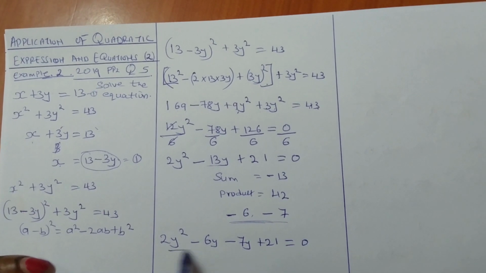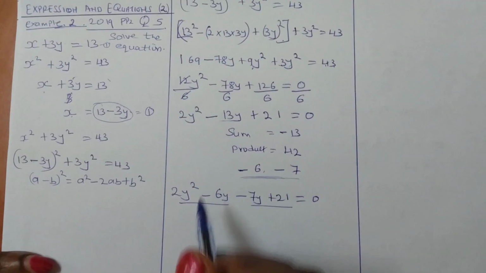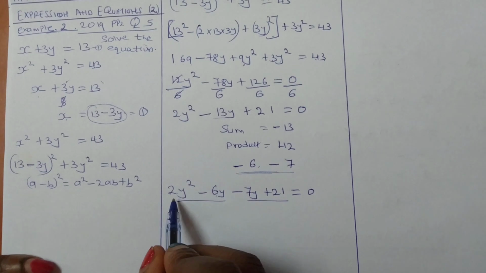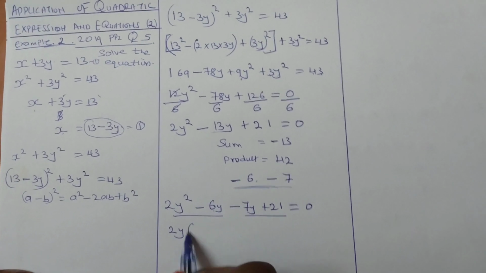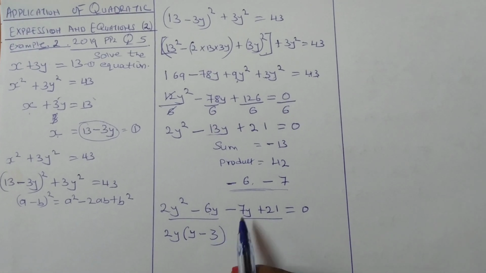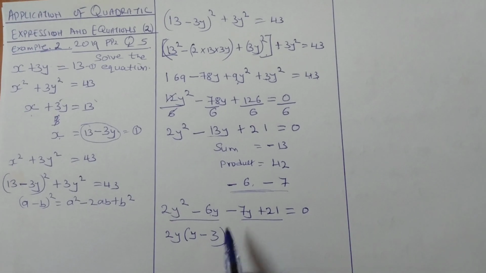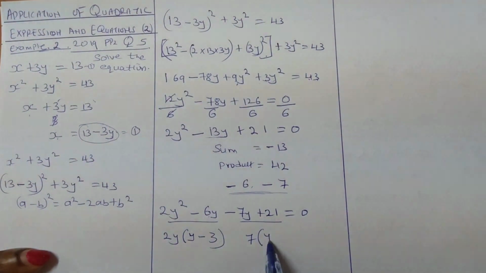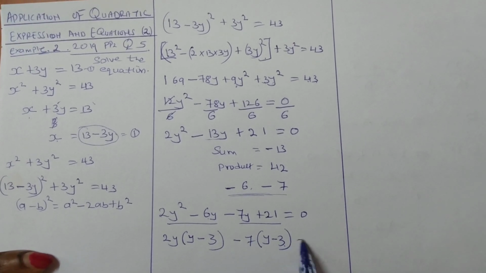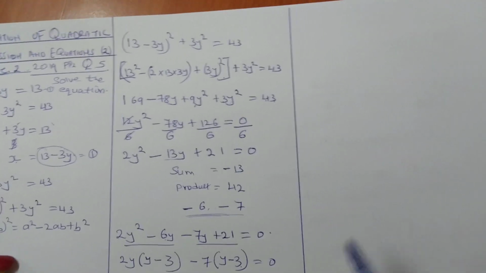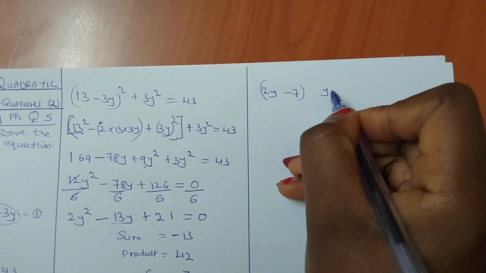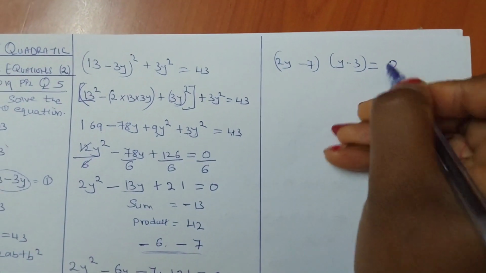From this part now we pair them into 2 and factorize the common values that we have. Between 2y squared and 6y, we see that 2y is common, so we have 2y, then we'll be left with y minus 3. In the second part, between 7y and 21, we see that 7 is common, and we'll be left with y minus 3. Then here we can have minus, so that this equation is equals to our upper equation here. So now we pick 2y minus 7 and y minus 3 is equals to 0.